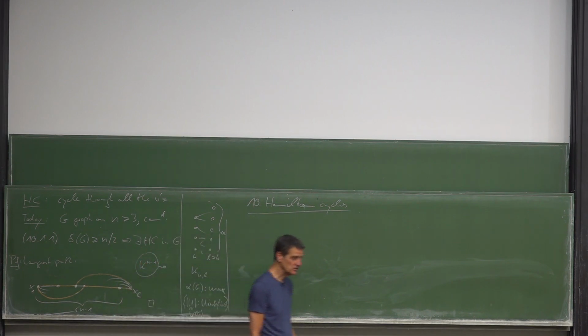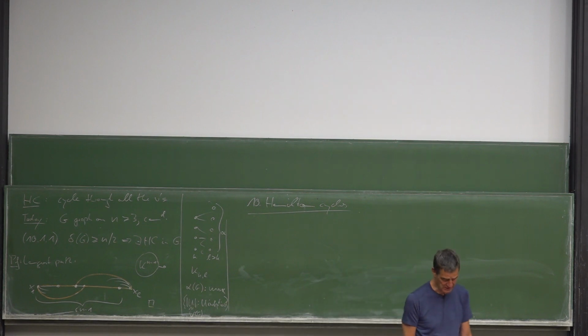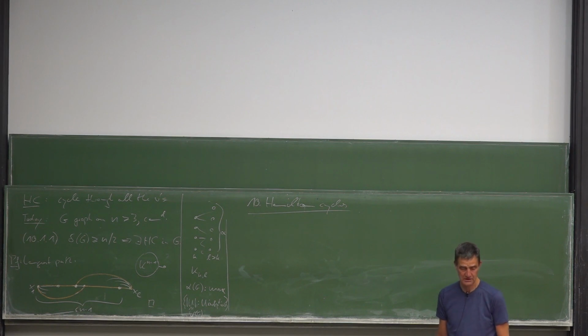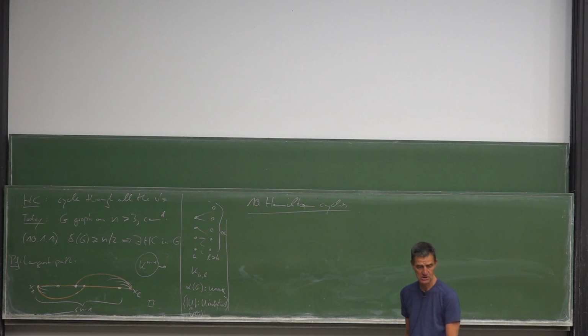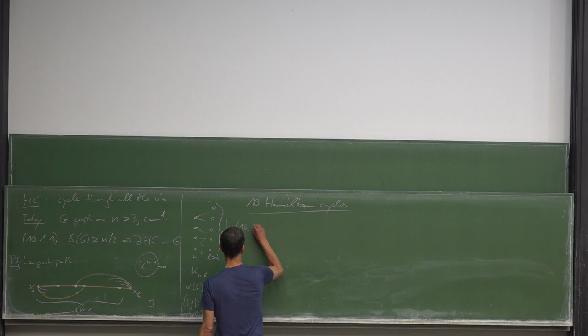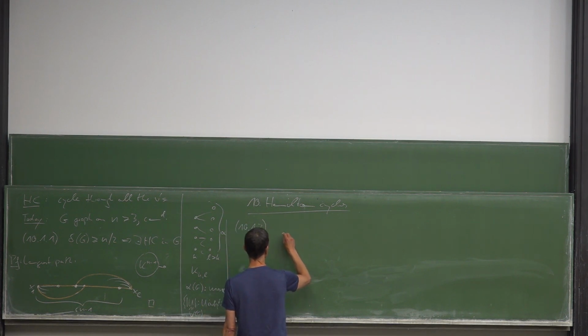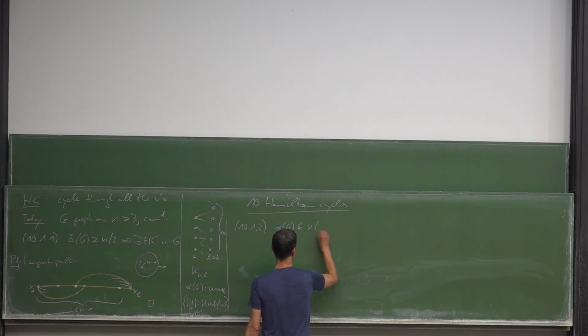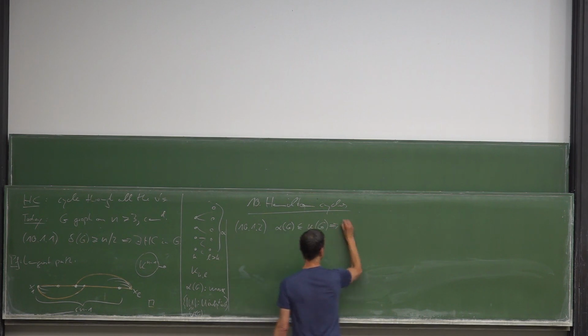Making kappa big isn't good enough. Making alpha small isn't good enough. But the combination of the two is good enough. And that is Theorem 10.1.2: if alpha is at most kappa, then G has a Hamilton cycle.